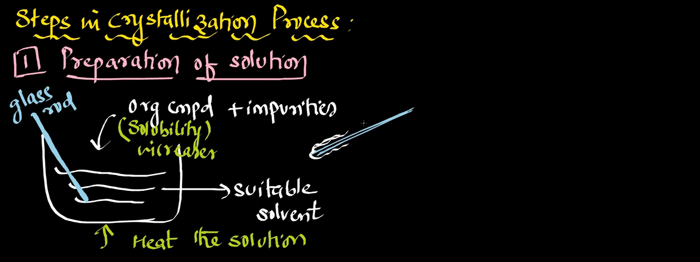I hope you are clear with this. I'm just repeating the point once again. We have to take the mixture containing organic compound and impurities, and dissolve them in a suitable solvent. Then we start increasing the temperature by heating the solution. Once you heat, the solubility increases and the solution gets saturated. And how do we check the saturation here? We take a glass rod, dip it into the solution, take it out, and if you see any white scar formation on the glass rod, that's the hint that saturation levels are met. Now we are ready for the second step.